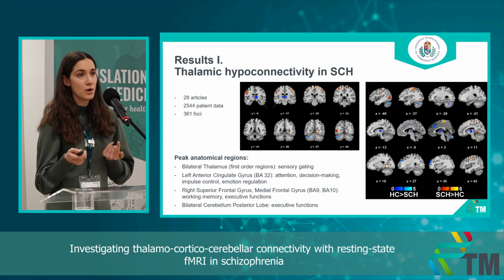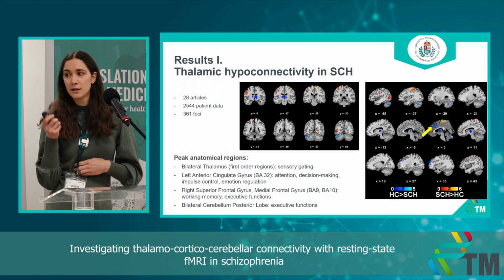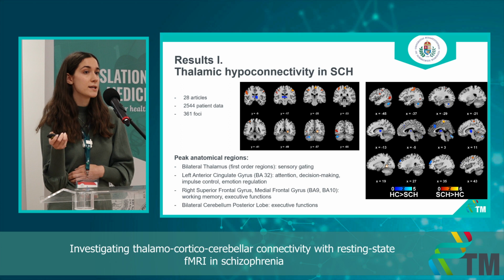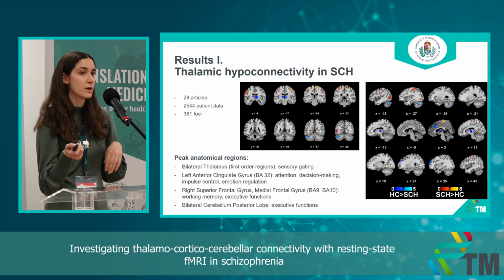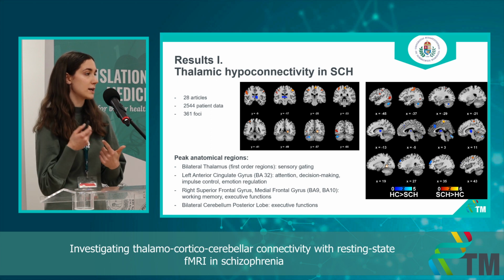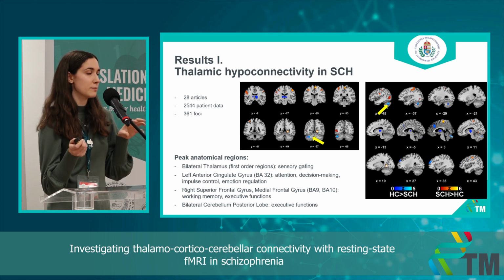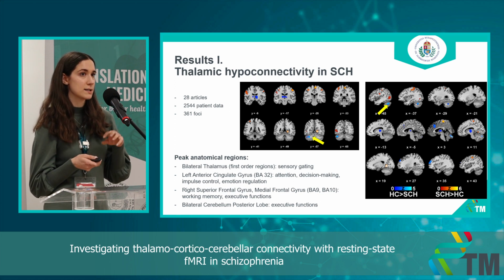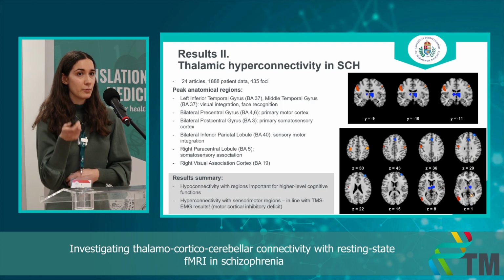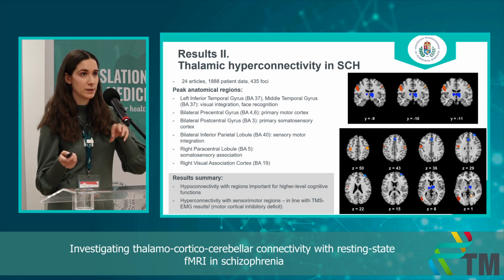in schizophrenia. Also, the prefrontal and frontal regions, such as the anterior cingulate cortex, that plays a role in attention and decision-making, and also the right superior frontal gyrus, which is also a brain area playing a role in working memory and executive functions. An interesting and surprising result is that the bilateral cerebellum also shows hypoconnectivity in schizophrenia.